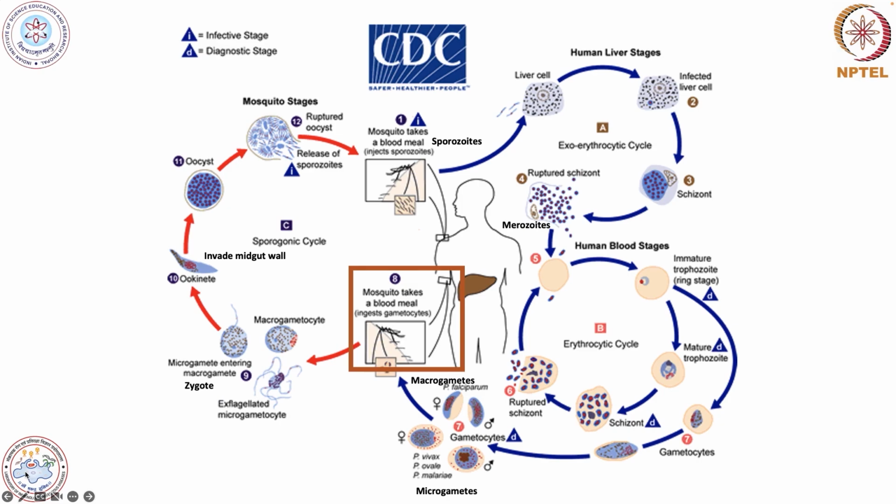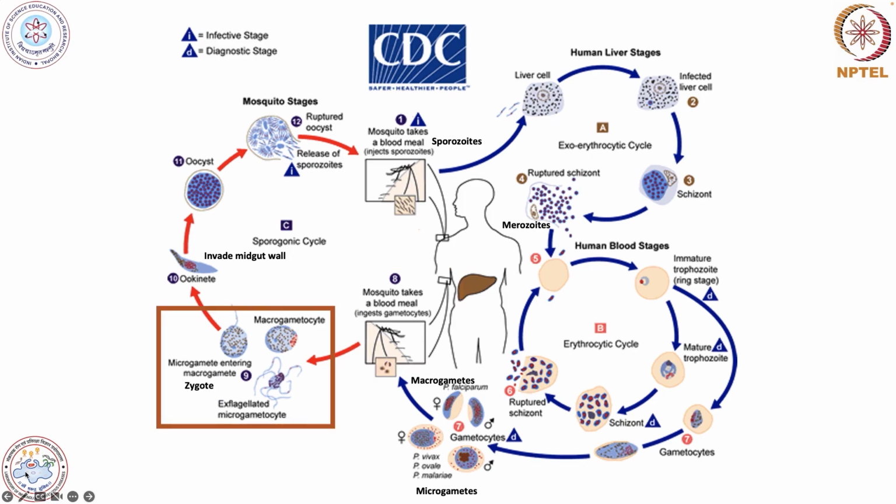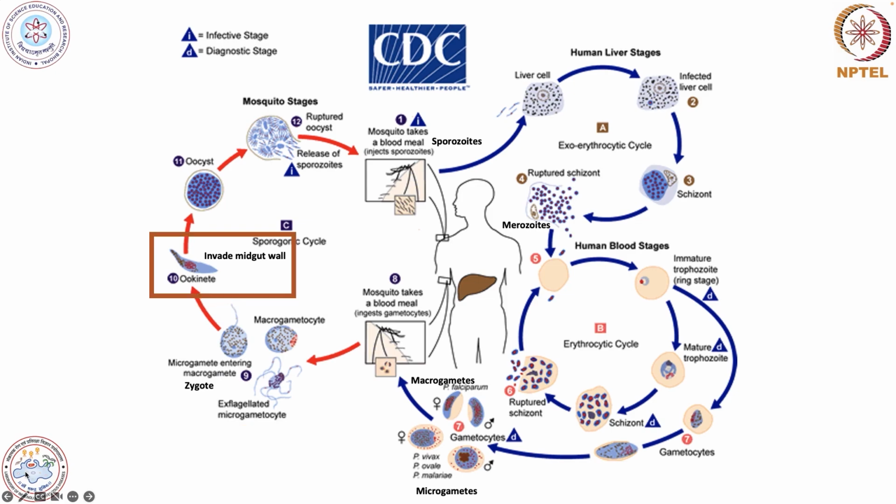The microgamete penetrates the macrogamete and generates the zygote. Here you can see there is a generation of zygote. The zygote in turn becomes a motile and elongated ookinete. Here you can see this is the ookinete, which invades the midgut wall of the mosquito, where it develops into an oocyst. Here you can see they will penetrate and develop into the oocyst.